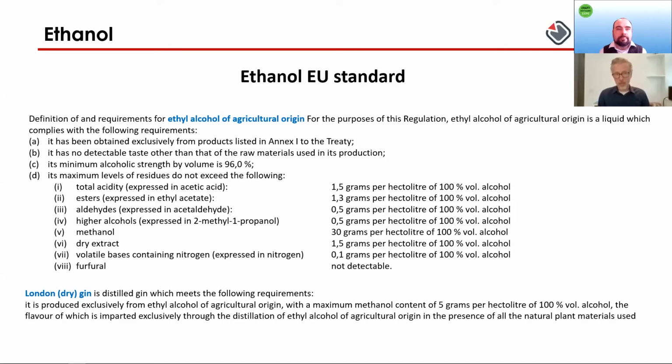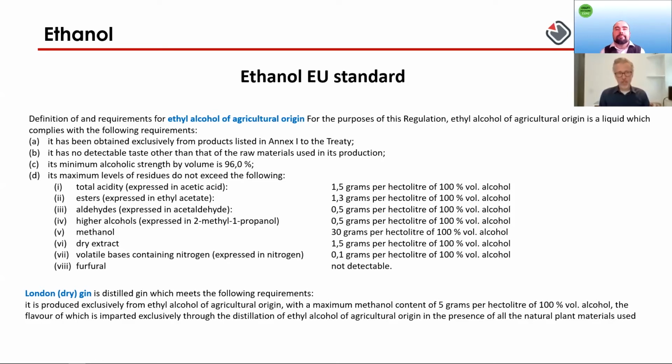The next one, methanol, is one to be absolutely avoided. If you hear the stories about death caused by tainted alcohol or ethanol, this is the reason why. It is toxic and it will kill you. So the limitations are quite strict on this. You have to stay below 30 grams, otherwise you cannot use it in any spirit.